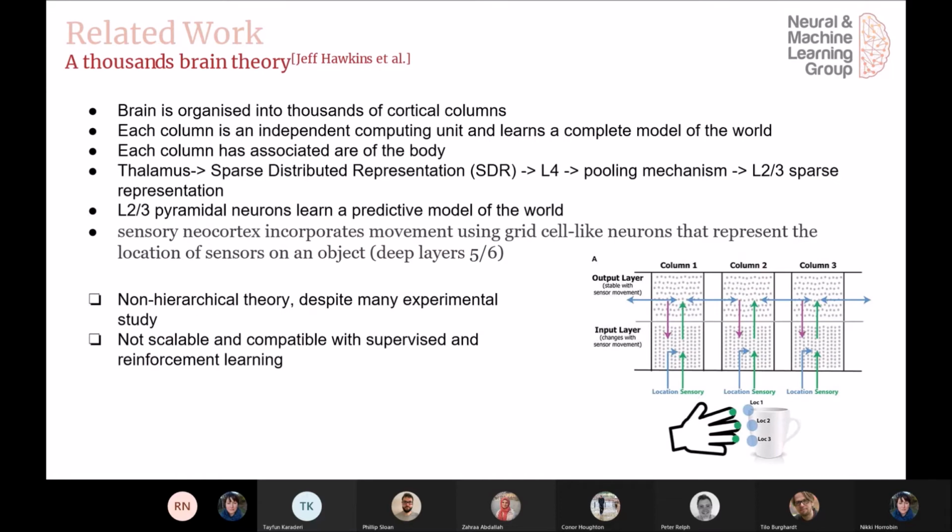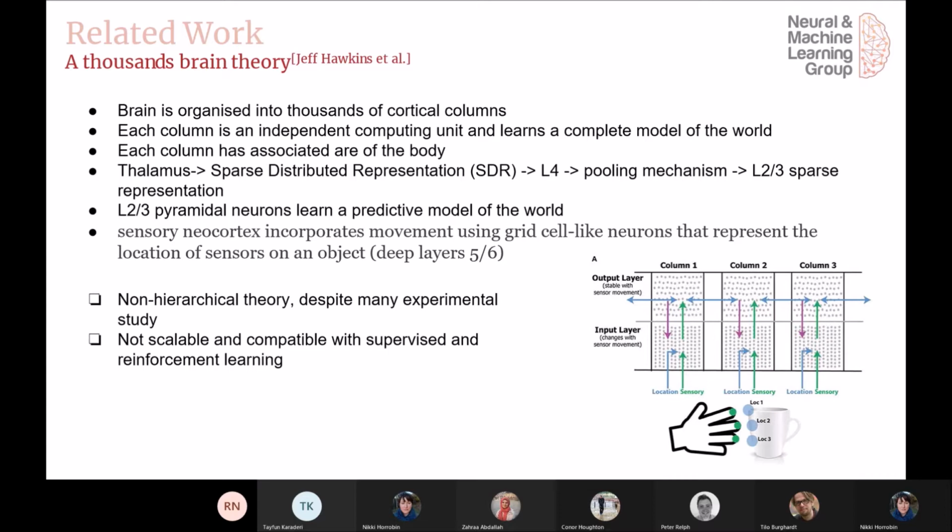One theory is by Jeff Hawkins, and it's basically saying that your brain is organized into thousands of these columns, and each column processes information independently. So if you're touching a coffee cup, the information from your fingertip goes through one column, and other input goes to another column. Each column independently processes information. The first column says it's a coffee cup, the second says it's a coffee cup, the third one says no, it's actually a bottle, and then there's a voting mechanism.